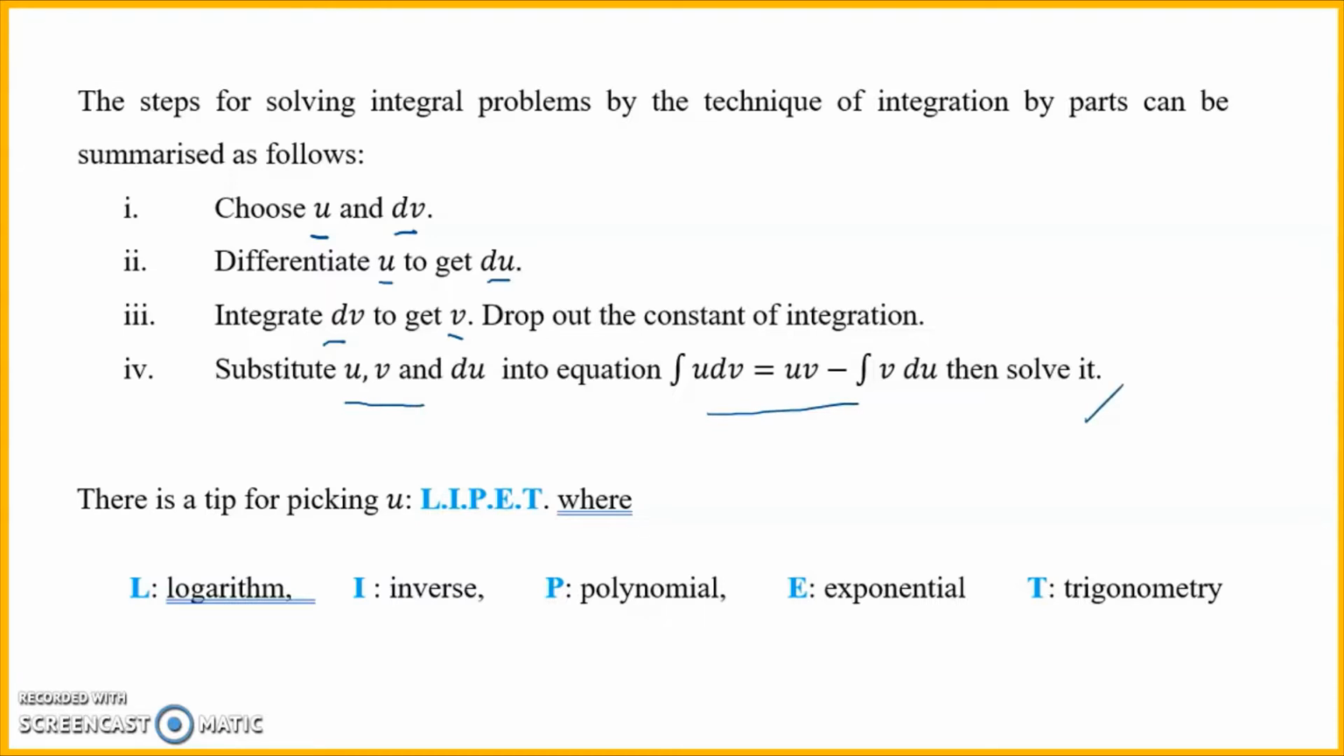The tip for picking u is what we call LIATE, where if there are any logarithm functions, we will pick them first. Else we take the inverse functions. Then the next choice will be polynomial, and then exponential, and finally we will choose u as a trigonometric function. Let's look at the examples now.